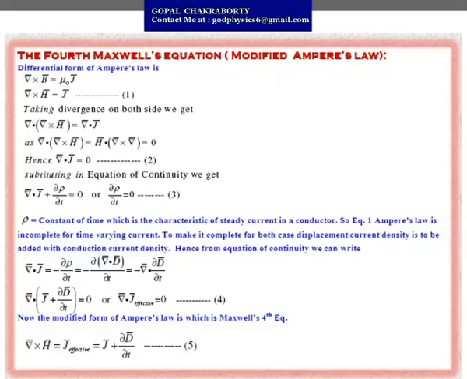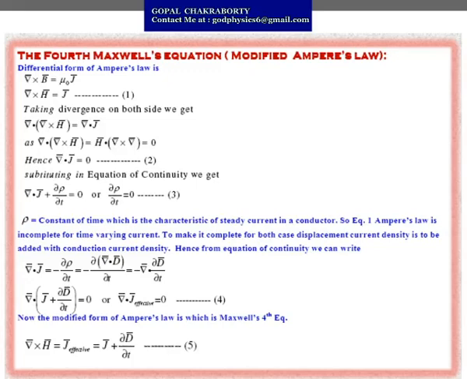So as you put B equals mu naught H, mu naught will cancel out and we will get del cross H equals J. Taking divergence on both sides, we get del dot (del cross H) equals del dot J. As del dot (del cross H) equals H dot (del cross del), considering the formula A dot (B cross C) equals B dot (C cross A) or C dot (A cross B), we get del cross del equals 0, which gives us that del dot J equals 0.